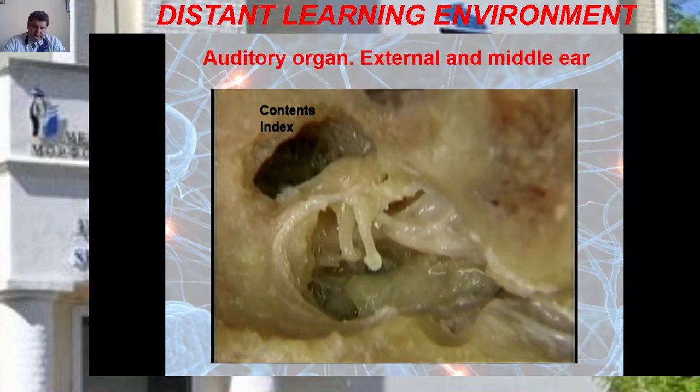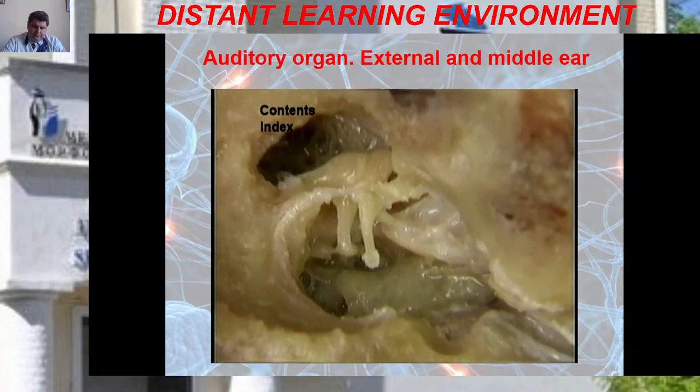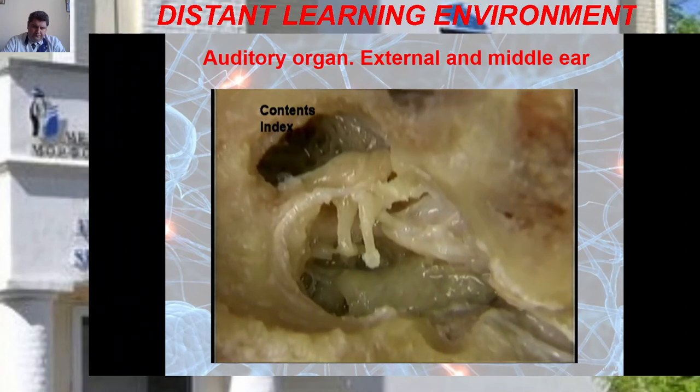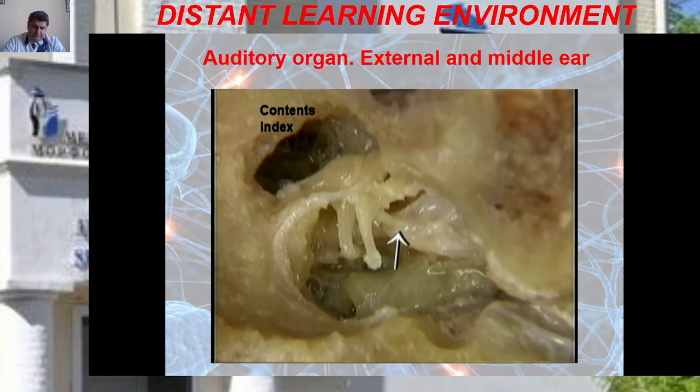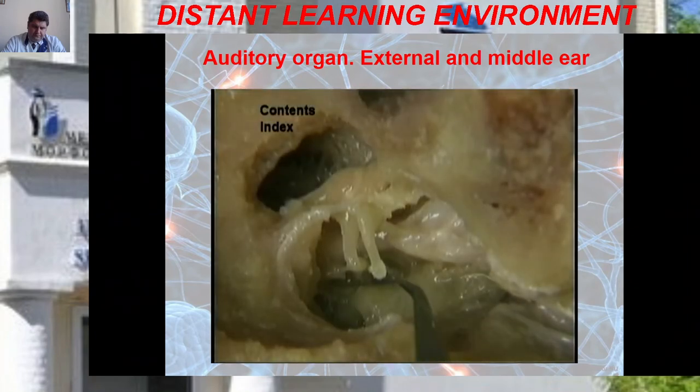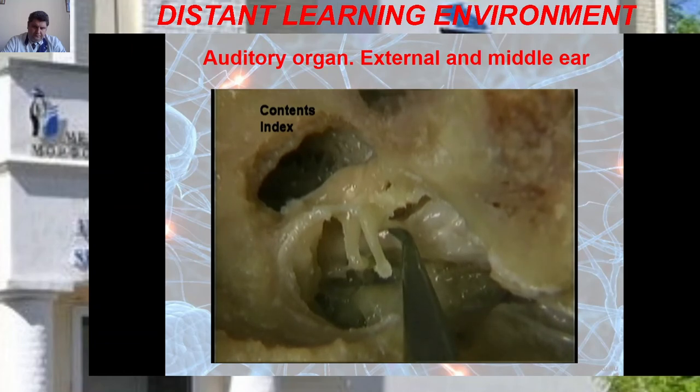The tensor tympani muscle is enclosed in a bony tunnel here above and parallel to the auditory tube. Its tendon turns a corner as it emerges from the bony tunnel. The tensor tympani pulls the manubrium and the tympanic membrane medially.